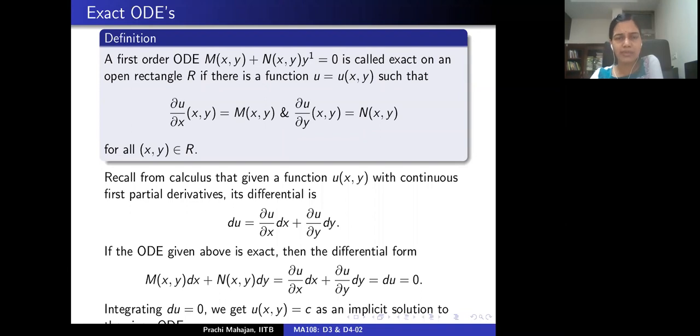So anytime you have an exact ODE and you can find a function u in the manner defined here, then u equal to c, setting u to be a constant, is actually a solution to this ODE. Yeah, is that okay?